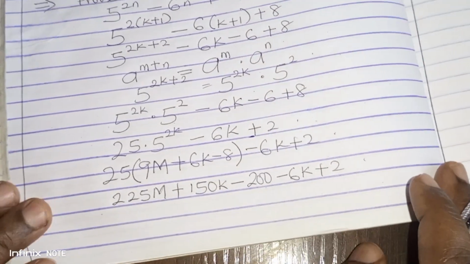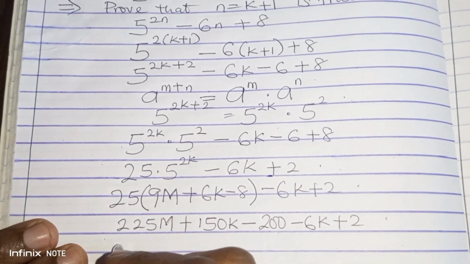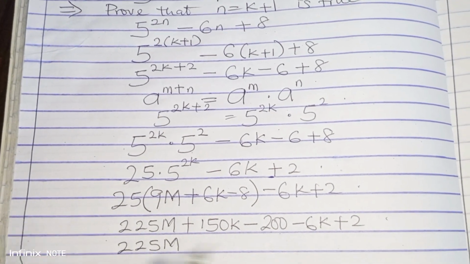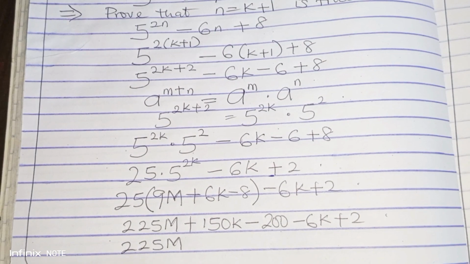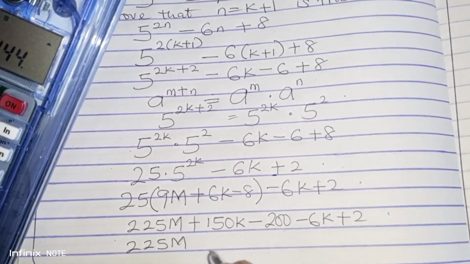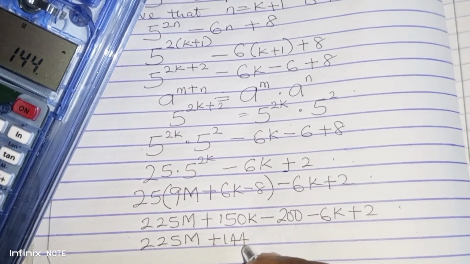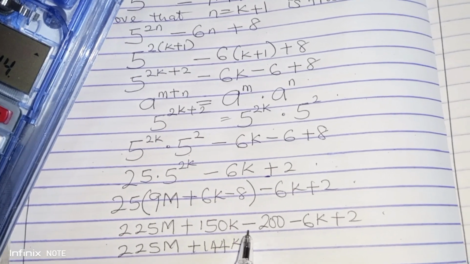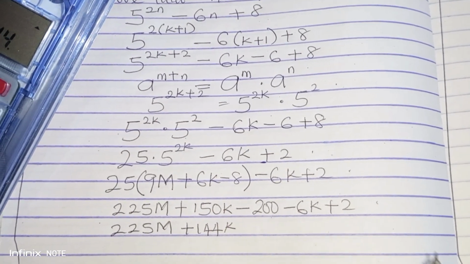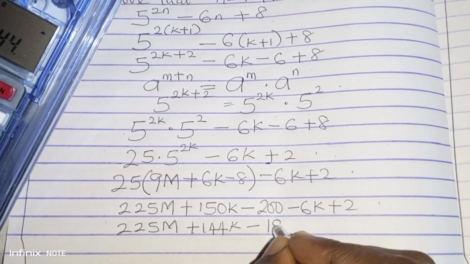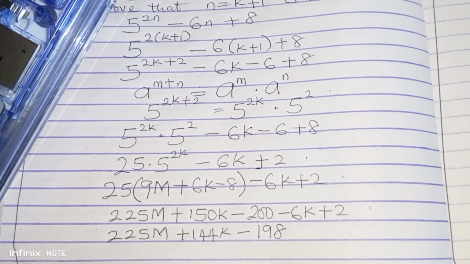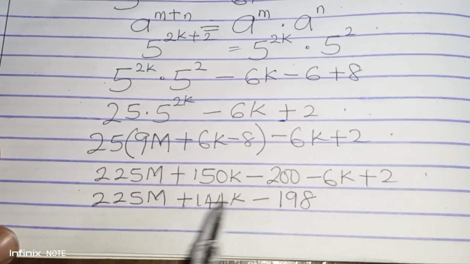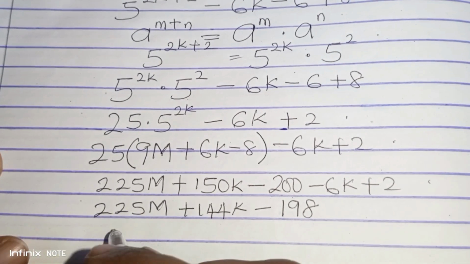So let's collect like terms. I have 225m, then plus 150k minus 6k. 150 minus 6, that is 144k. So I have minus 200 plus 2. That will be what? Minus 198. So from here, are they all divisible by 9? We can see that they are all multiples of 9. So let's factorize 9 out.